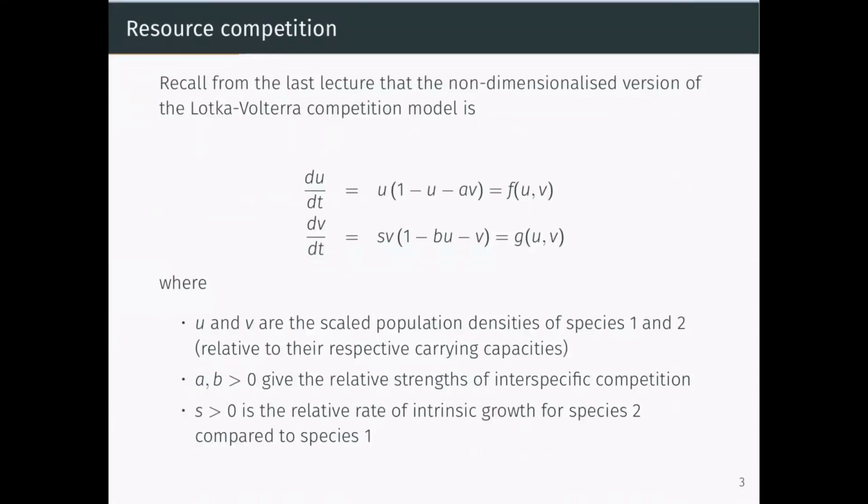Recall that we had non-dimensionalized it in the last lecture, and so now we have these two equations here where U and V are our scaled population densities for these two competing species, and we have parameters A and B that are both positive, and they give the relative strengths of interspecific competition, so competition between the species. And then we have this other parameter S, which tells us about the relative rate of intrinsic growth for species 2 compared to species 1. And we non-dimensionalize this model because it reduced the number of parameters from 6 down to 3 without us having to fundamentally change anything else about the model. So mathematically, this is equivalent to the full model with 6 parameters.